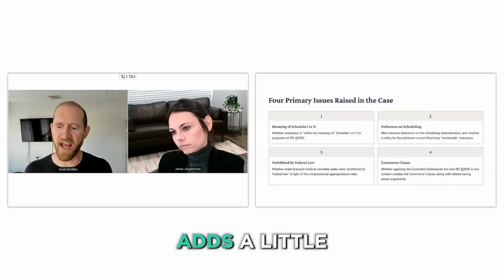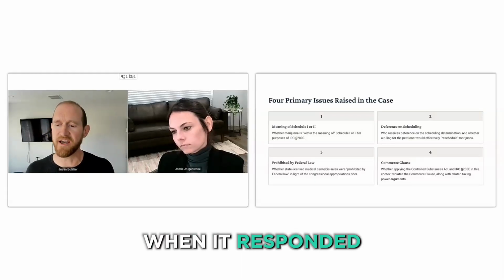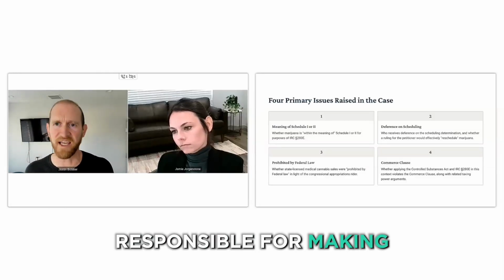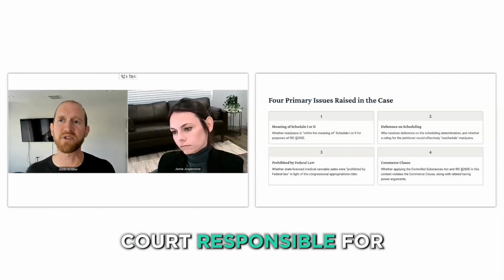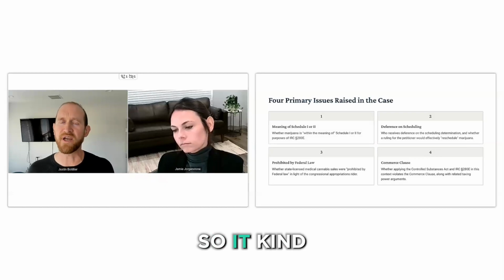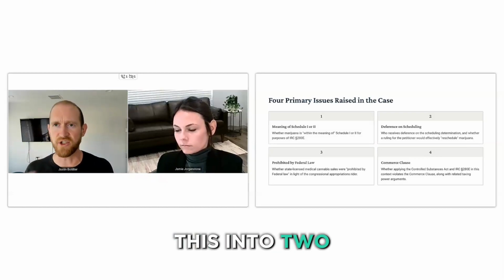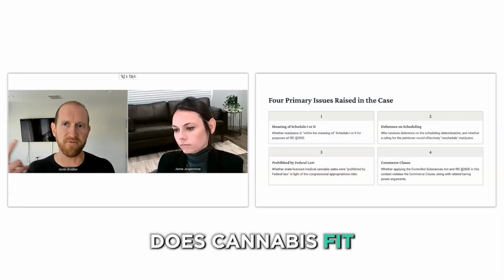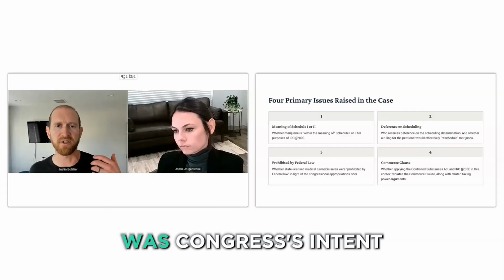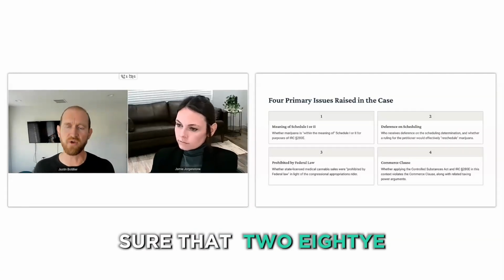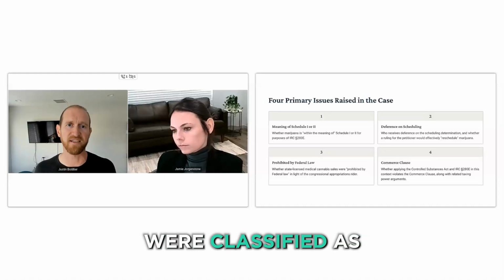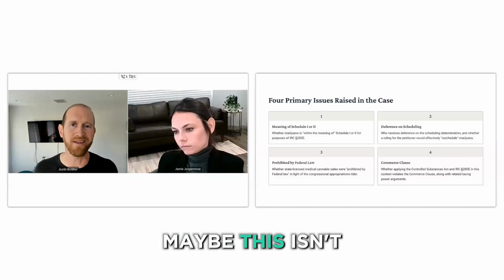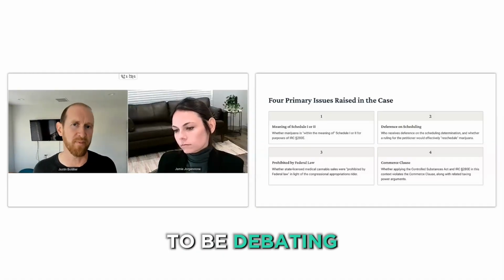But then the IRS adds a little bit of a nuance when it responded. It adds, well, who is responsible for making that determination? Is the tax court responsible for making that determination? So it splits this into two issues. One is, does cannabis fit the meaning of a Schedule 1 substance, or was Congress's intent to simply make sure that 280E applies to substances that were classified as such? And then the next issue is, well, maybe the tax court isn't the place to be debating this.